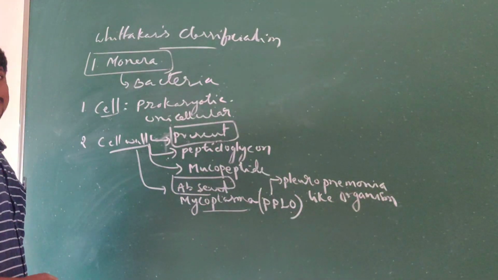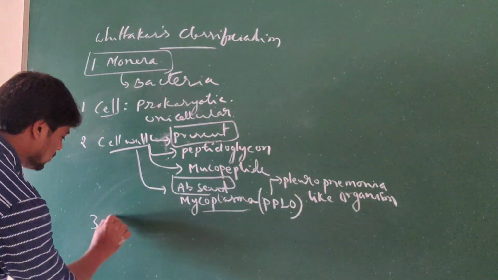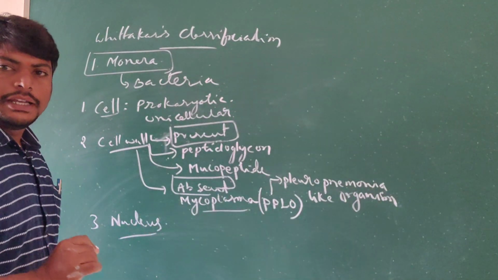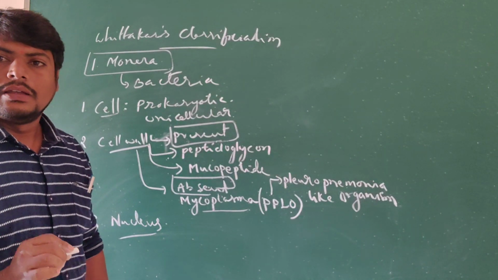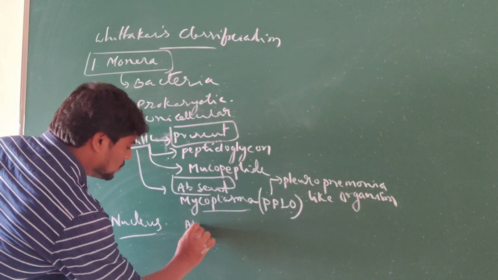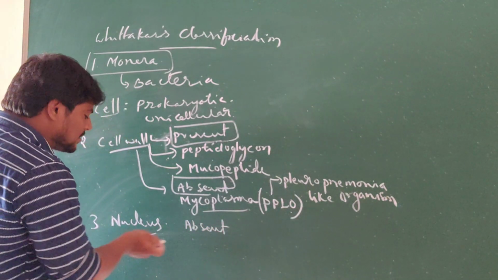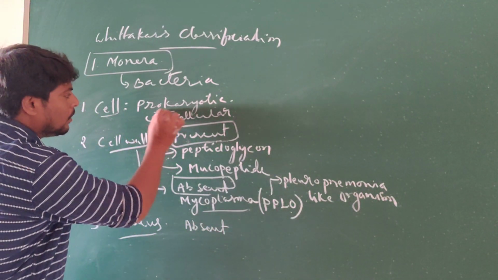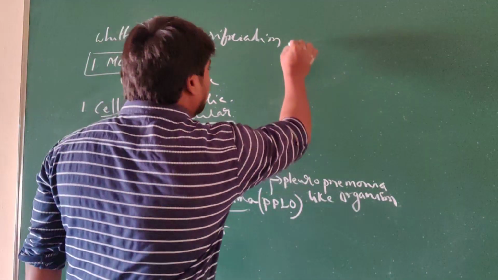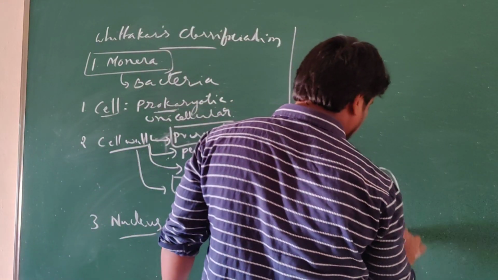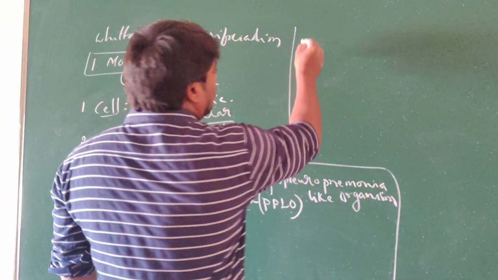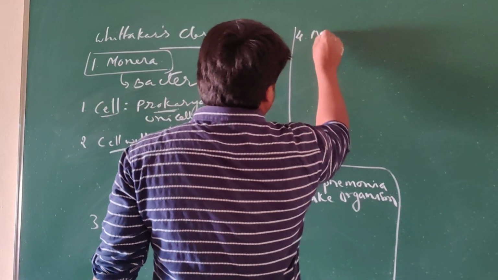And next, the nucleus. How is the nucleus in bacteria, present or absent? Absent. So the nucleus is absent. Due to the absence of the nucleus, what are they called? Prokaryotes. Remember that. And next, membrane-bound organelles. Apart from the nucleus, are any other organelles present or not? That is what we would like to discuss.